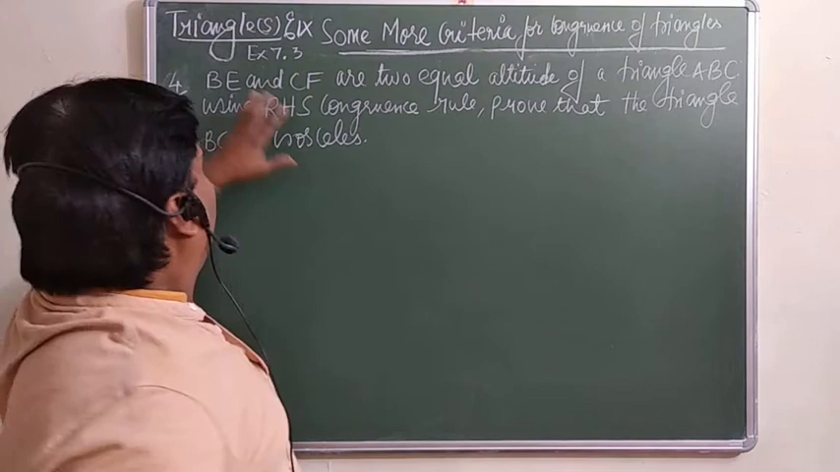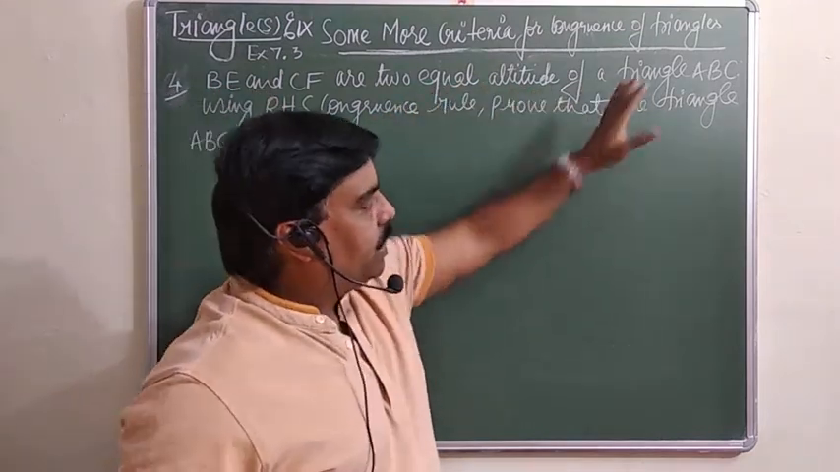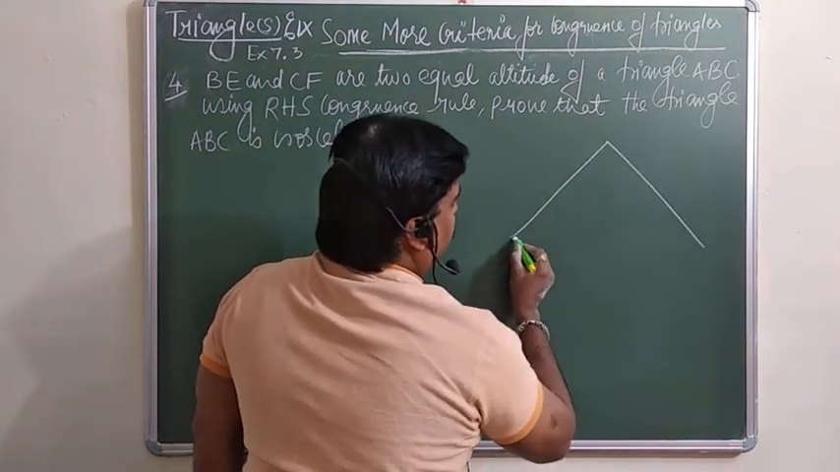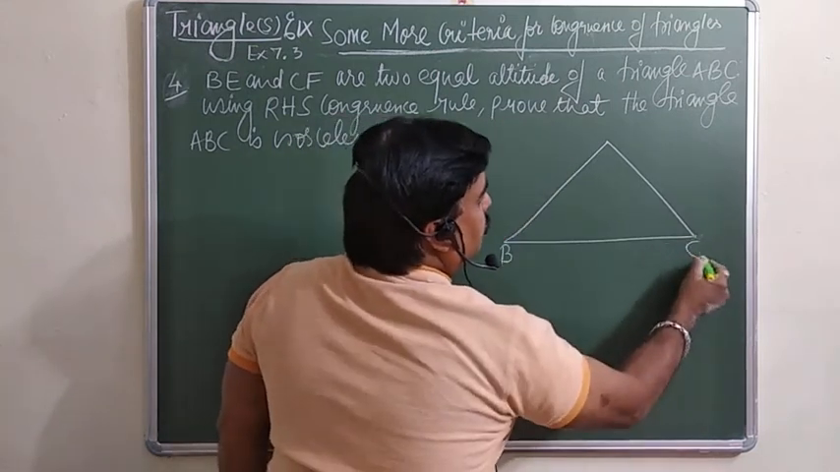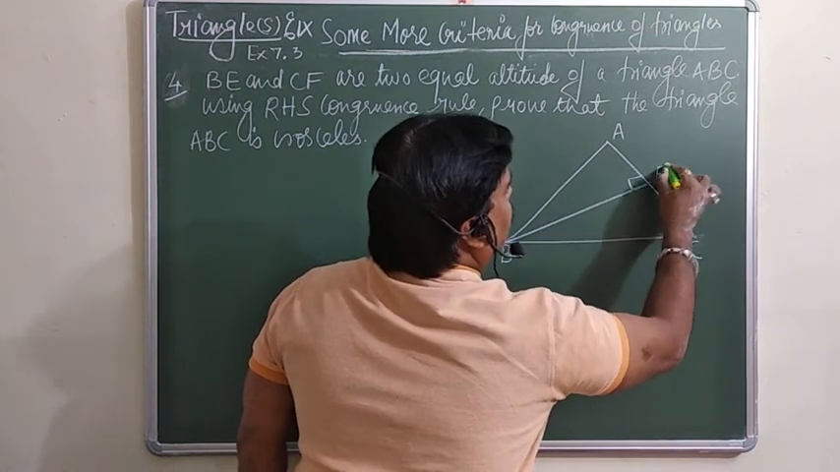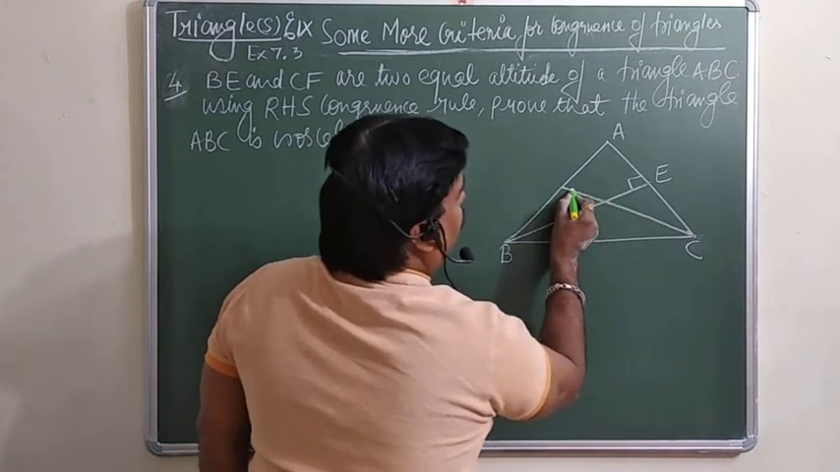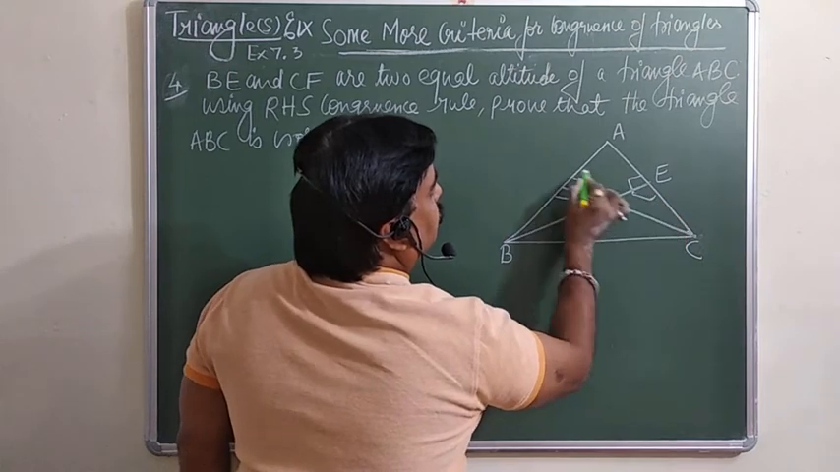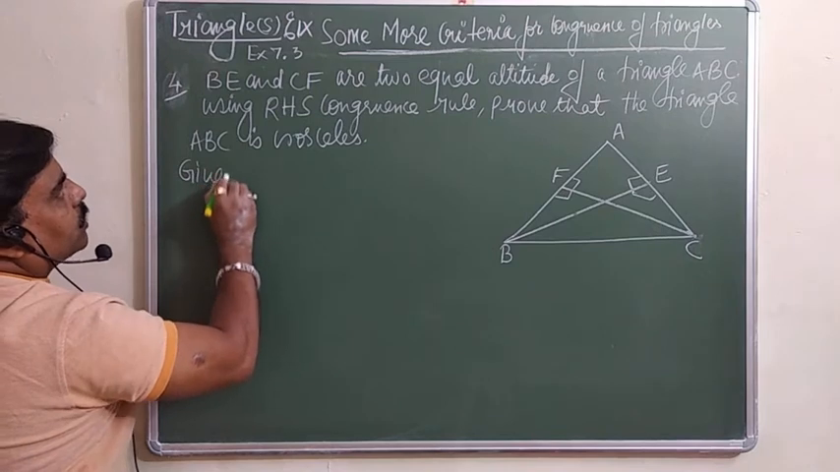Yes. Now another question: BE and CF are two equal altitudes of a triangle ABC. ABC is a triangle. BE and CF are these equal altitudes. This is already given. So the information which is given here only you must write down.